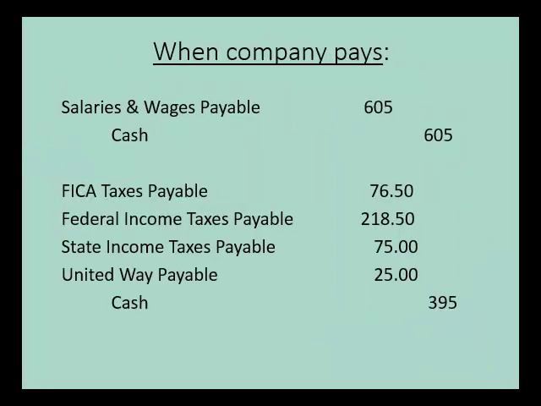So then when the company does cut the paychecks, they'll debit salaries and wages payable and credit cash. And when the company sends in all of the amounts withheld from the employee's paycheck, the FICA taxes, the federal income taxes, the state and United Way contribution, all of those liability accounts get debited and cash credited as well.